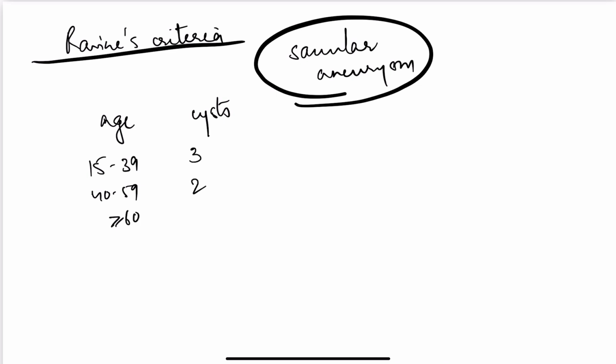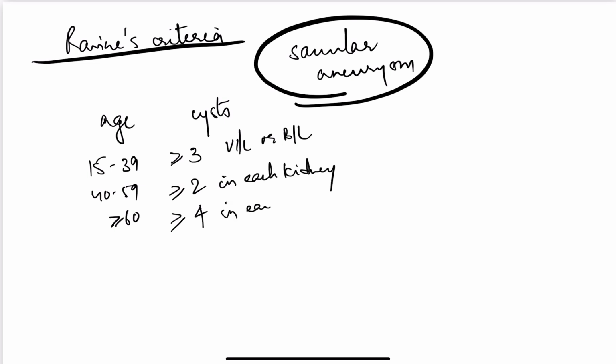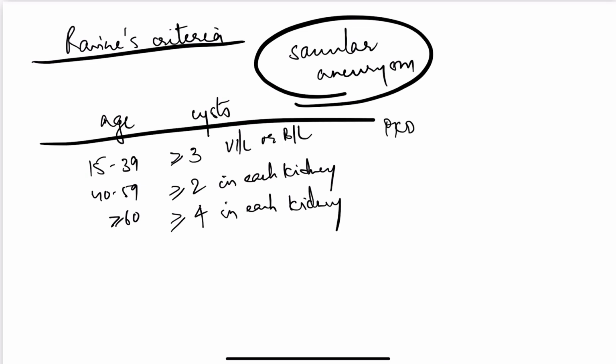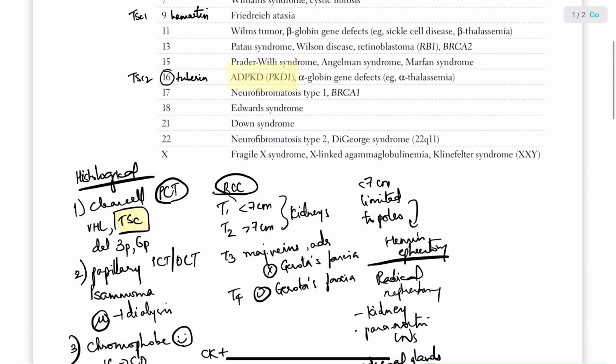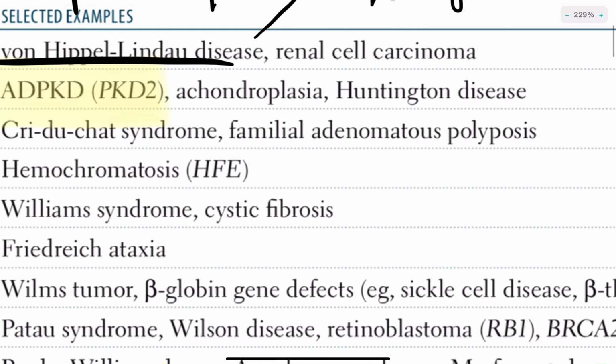Remember 3, 2 and 4, more than or equal to, but this is unilateral or bilateral, whereas this is in each kidney. That is how you remember, right? And like we discussed already, you have PKD1 gene and 2 gene. One is on chromosome 16, 2 is on chromosome 4. So that is about everything about ADPKD that we need to know.